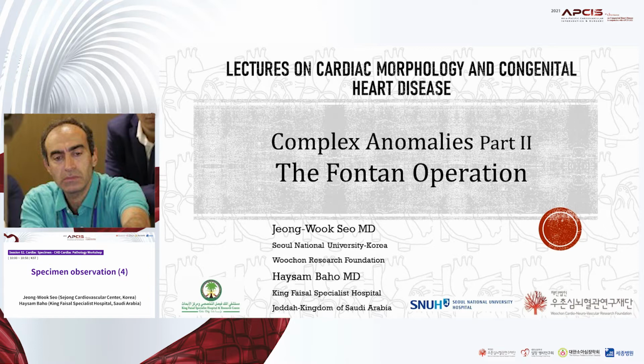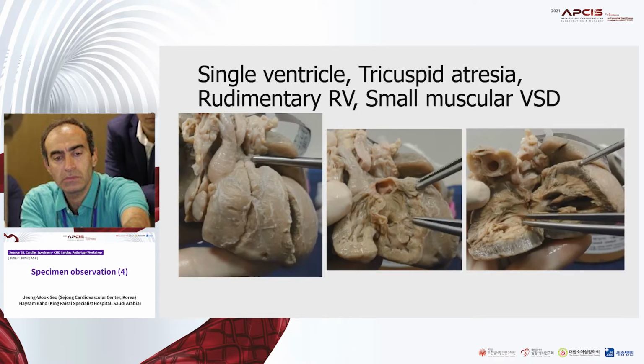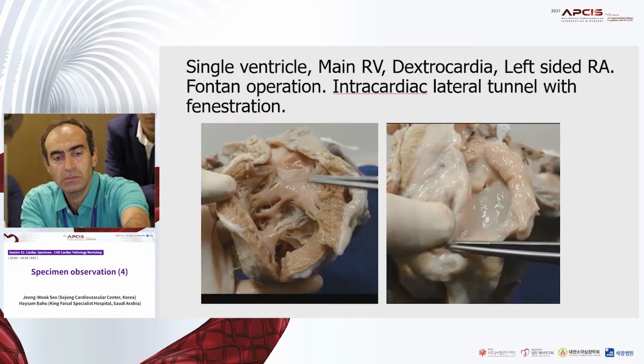So we'll look at specimens with single ventricle, main left ventricle, and rudimentary right ventricle. And next we'll look at a single ventricle with tricuspid atresia and rudimentary right ventricle and a small muscular VSD. Then we will look at a single ventricle with the main right ventricle, dextrocardia, left-sided right atrium, after a Fontan operation with the intracardiac lateral tunnel with fenestration.